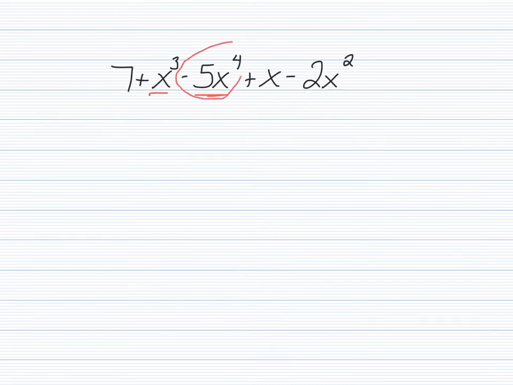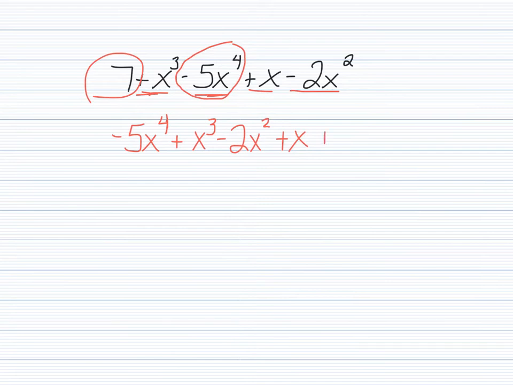Okay, I can see that this is negative 5x to the 4th. The next biggest exponent is that 3, so plus x to the 3rd. Where's the next biggest exponent? Right here, minus 2x squared. Next up we have plus x. And finally, I don't see a negative sign in front of that, so I'm going to put a plus 7. Okay, so we've written it in standard form, so it's decreasing.